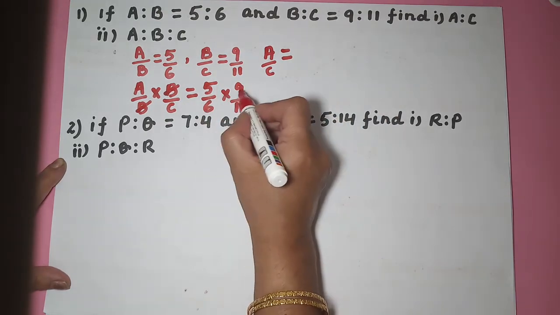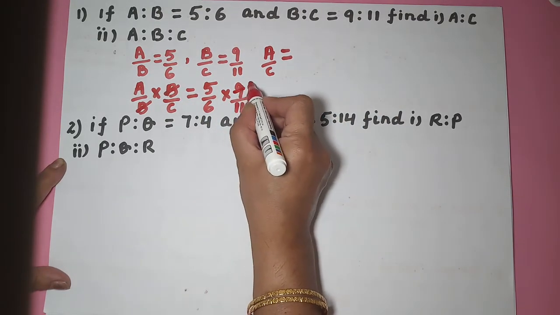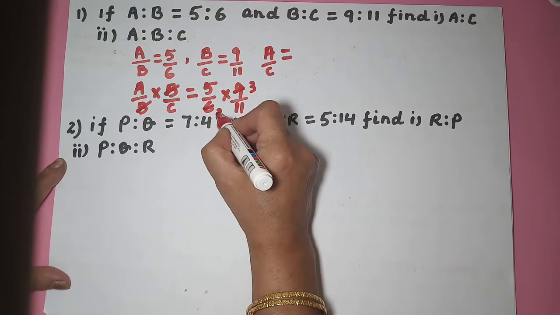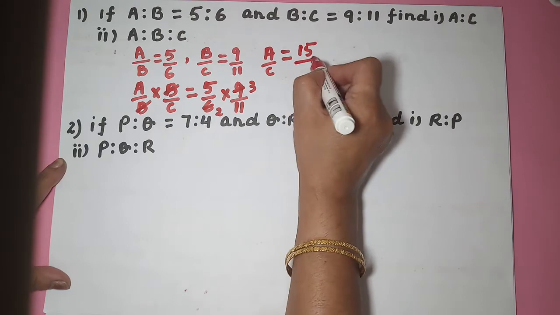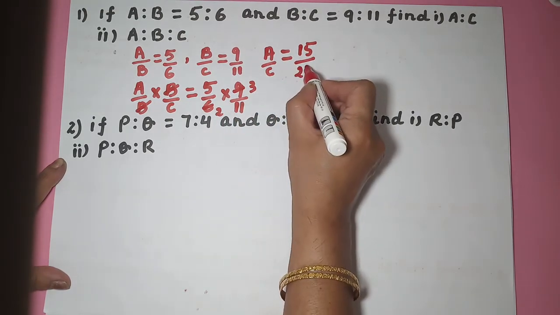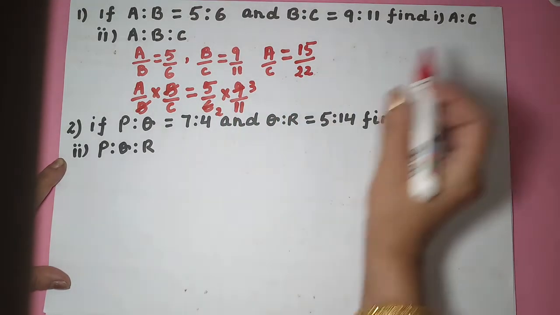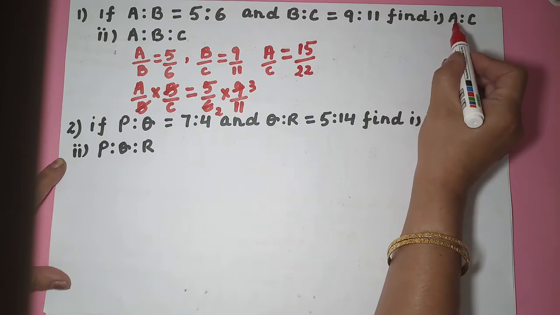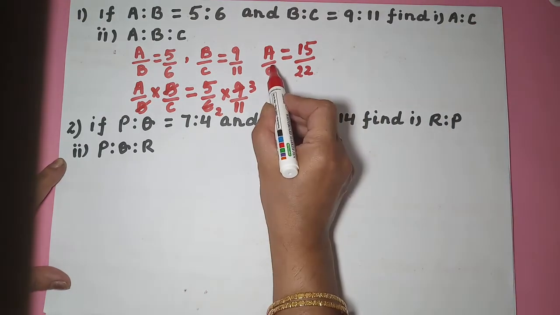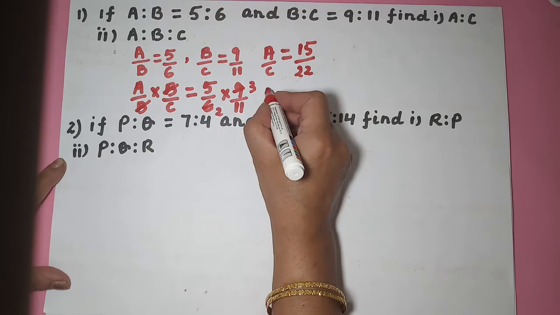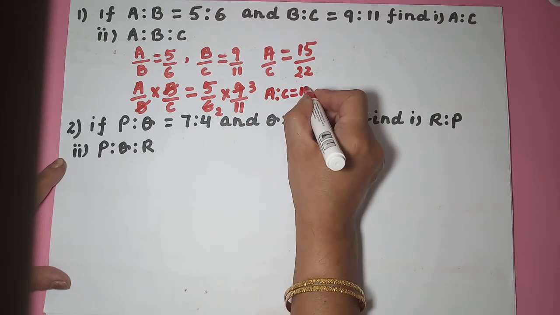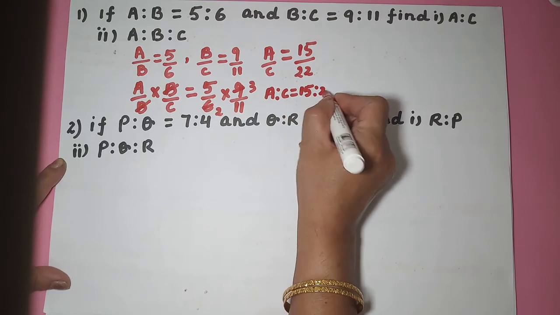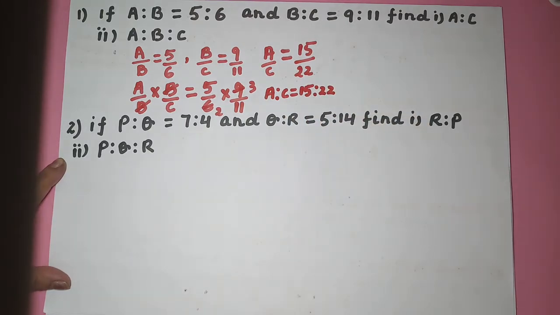Can we cut anything? Can we make it simpler? Yes. 3 3s are, 3 2s are. So 5 3s are 15 upon 11 2s are 22. Right? If you are asked to write the answer in the ratio, you should not leave your answer like this. You should write A is to C is 15 is to 22. Right? We have answered the first part.